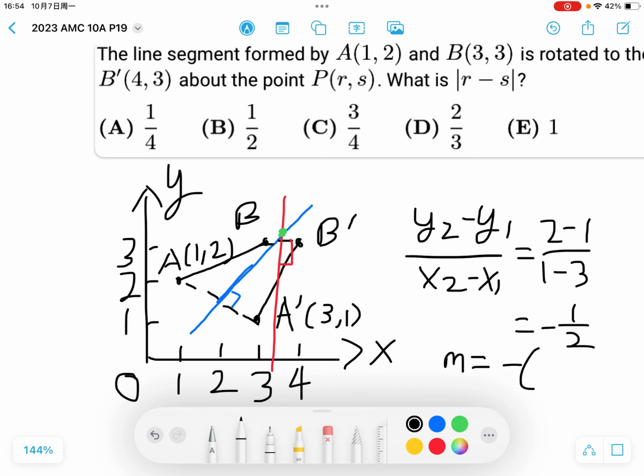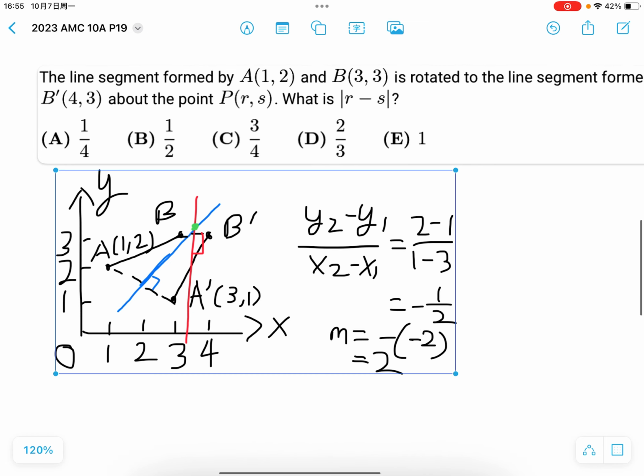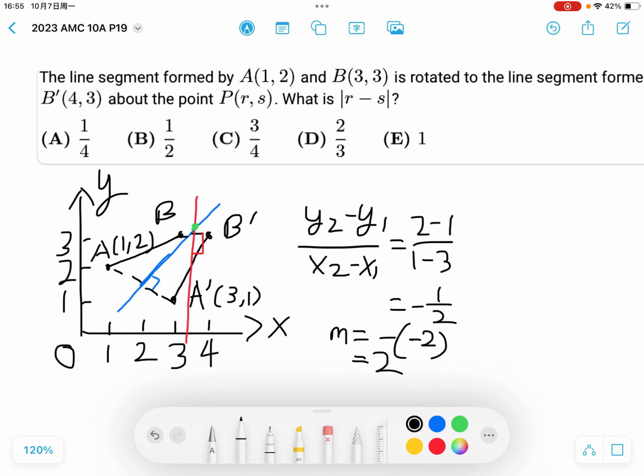The reciprocal of this is just negative 2. So the actual slope would be 2. Okay, so the actual slope is 2. And since we know the actual slope is 2 now, we can write this in equation form and solve for the coefficient. So we know that y equals mx plus b, where m is 2, so 2x plus b. We can solve for the small b here.